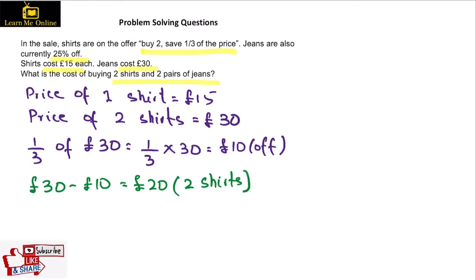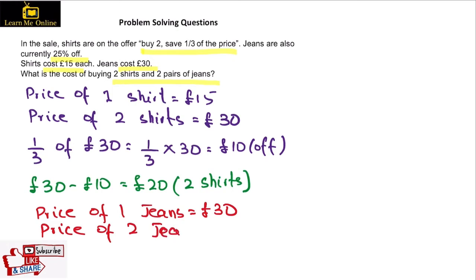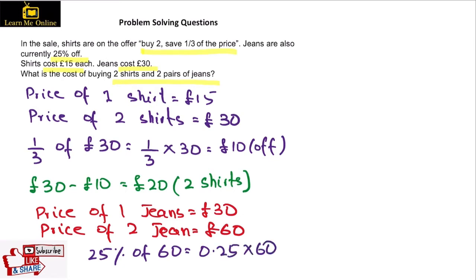Jeans are currently 25% off, and the price of jeans is £30. So I'm going to write down the price of one jeans. The price of one jeans is £30, and because we're aiming to buy two pairs of jeans, the price of two jeans would be double of it. So two jeans would be £60. So we find out how much is 25% of 60. 25% can be written as 0.25 of 60, and that would be £15. So the 25% of £60 is £15.